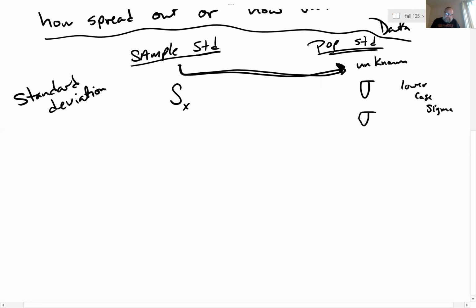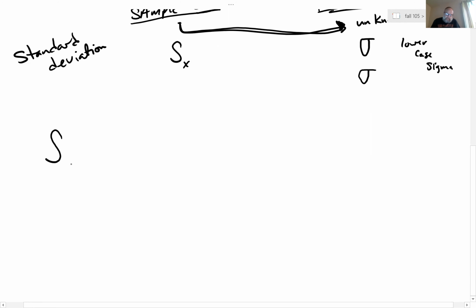Okay. So the way that we go about doing this, we'll find Sx. And the formula, I'm going to write the formula down. I'm going to add up something. What am I going to add? I'm going to take each of the x's and subtract the mean from each of them. By doing that, what are you doing? You are finding the distance that the number is from the mean.